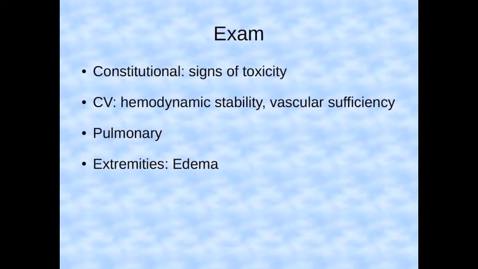So moving on to exam. Some peripheral things you look at: constitutional, you want to make sure they're not toxic. Cardiovascular, you want to make sure that they're not septic. Also, you're going to look at the vascular supply of the area. Pulmonary, just because you're being thorough. Extremities, you want to look for edema, because that can worsen circulation there, and it can be a manifestation of the disease.